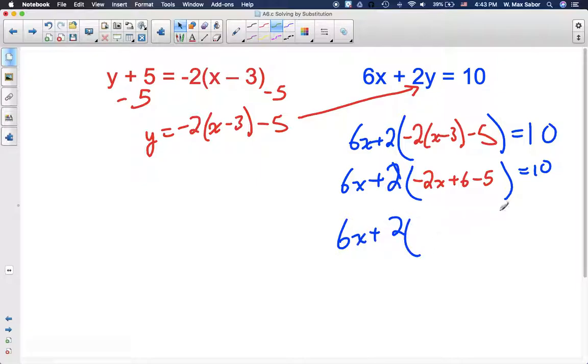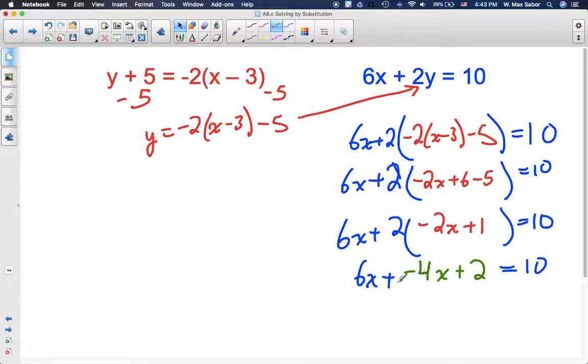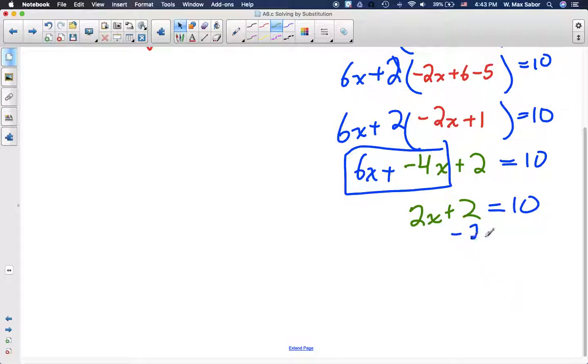6x plus 2 times negative 2x plus 1 equals 10. Distributing that in will give us 6x plus negative 4x plus 2 equals 10. Combining like terms gives 2x plus 2 equals 10. Subtracting 2, 2x equals 8. Dividing by 2, x equals 4.